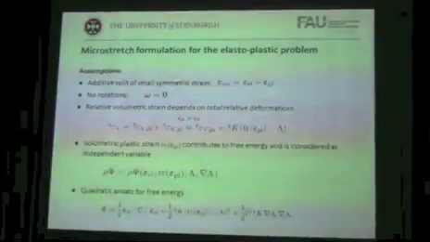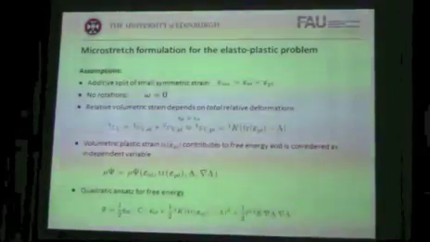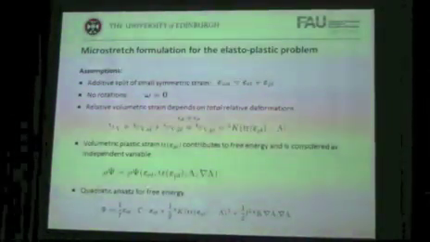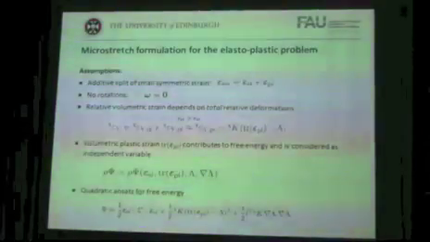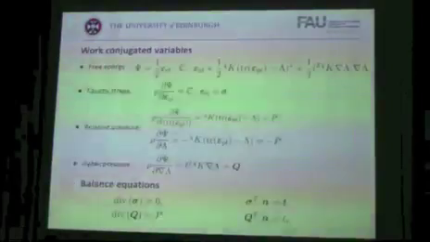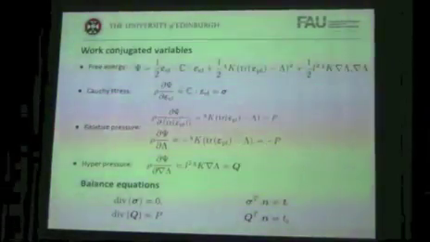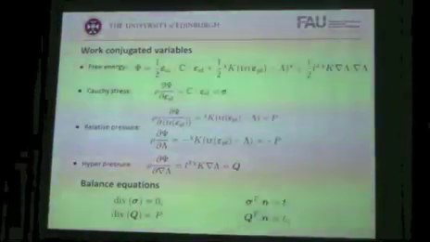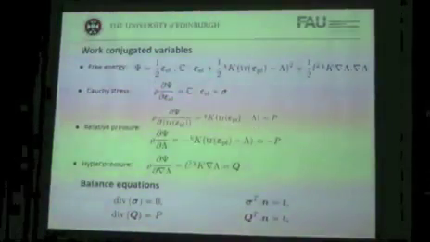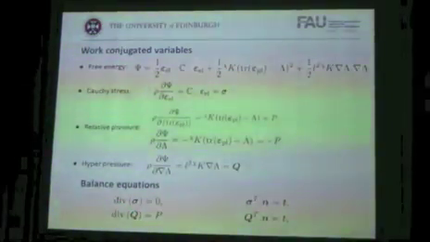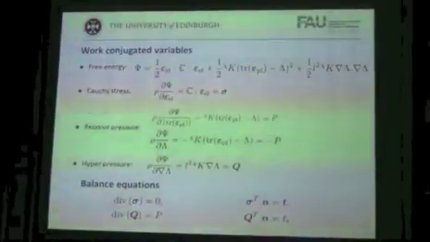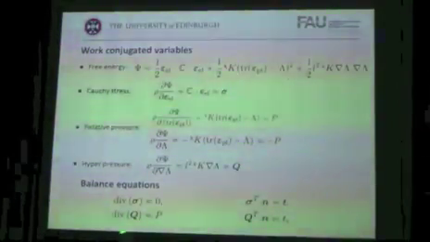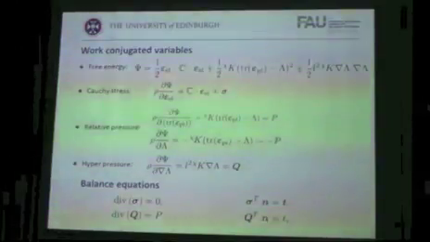So now the volumetric plastic strain contributes to the free energy, and we let it enter as an independent variable to the free energy. And with a quadratic ansatz for the free energy, shown here, we get work conjugated variables. So we get the Cauchy stress and some kind of relative pressure and some kind of higher order hyperpressure. With the corresponding boundary conditions, the balance equations are now a bit simpler. We have the regular divergence of the Cauchy stress equals 0, and this balance here for the pressures.